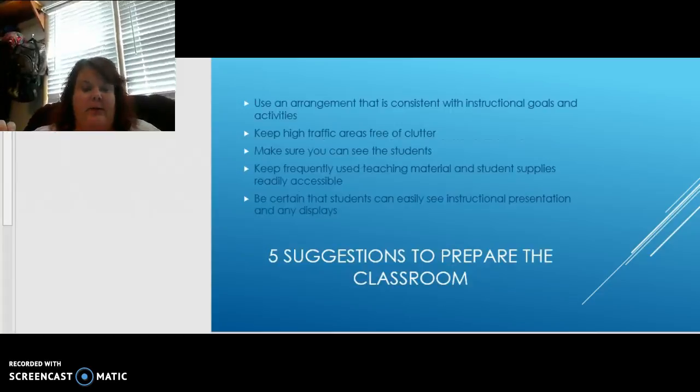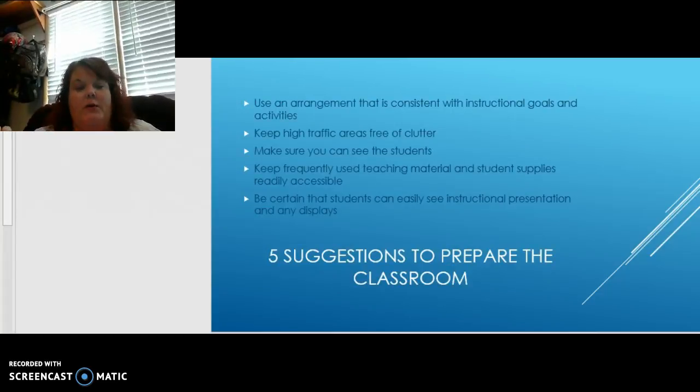Here are some suggestions. There are 5 to prepare your classroom. Use an arrangement that is consistent with instructional goals and activities. This doesn't mean this is how you have to have your classroom set up the whole year. It can change because your students' learning levels can change. What you're teaching will change. What they know and don't know or understand can change.